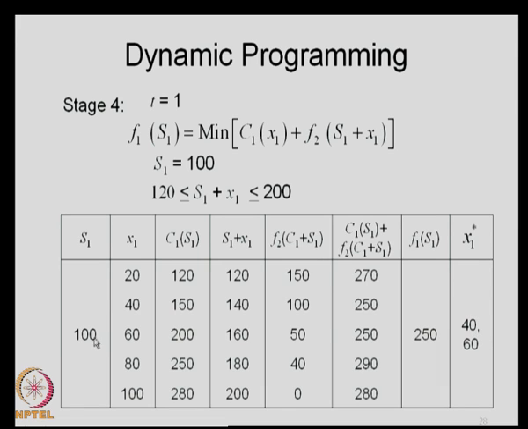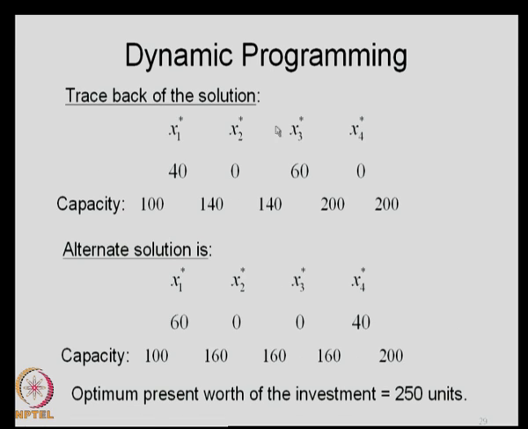So, what does this say? It says that starting with 100, you can go either to 40 or to 60. Now, when you trace back the solution, you trace back for both 40 as well as 60. If you trace back for 40, this is what it says.